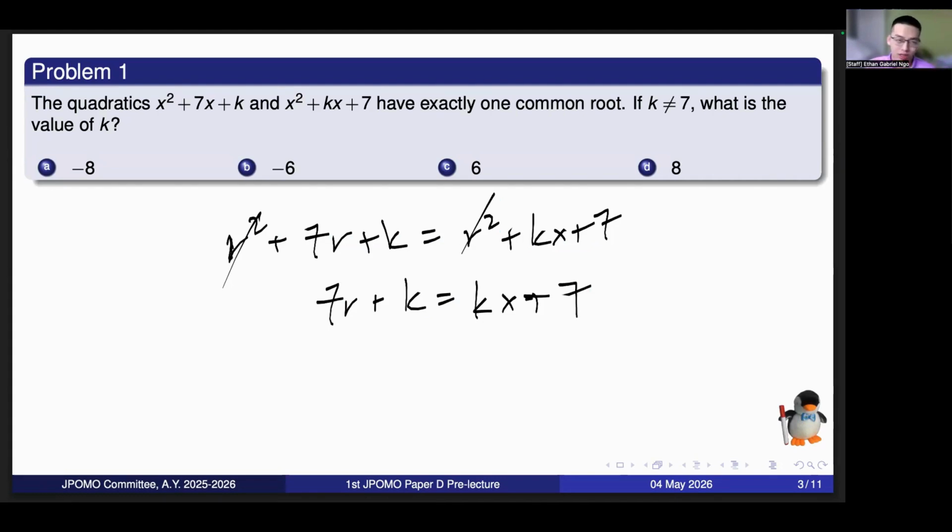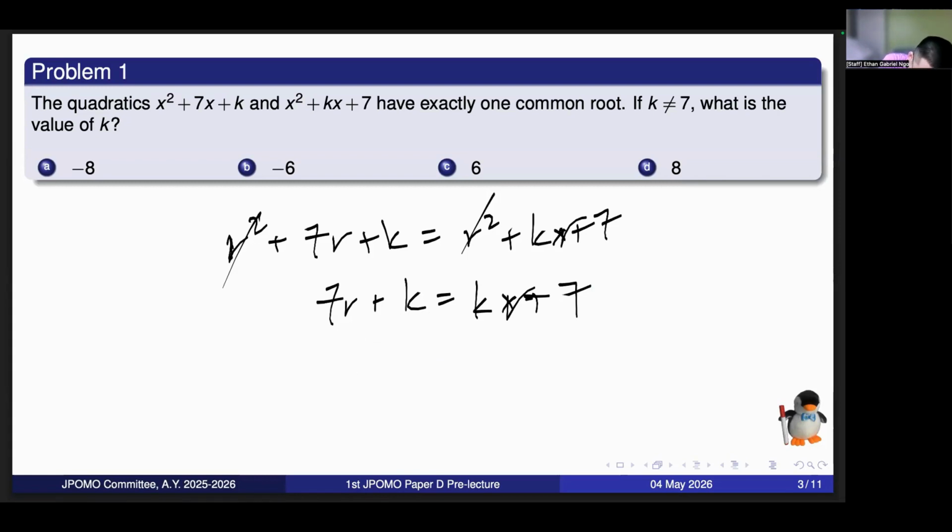Given this structure, okay, what's the next step that we will do? From this, what's the next step we will do? Okay, it would be to transpose everything. You got that correct.